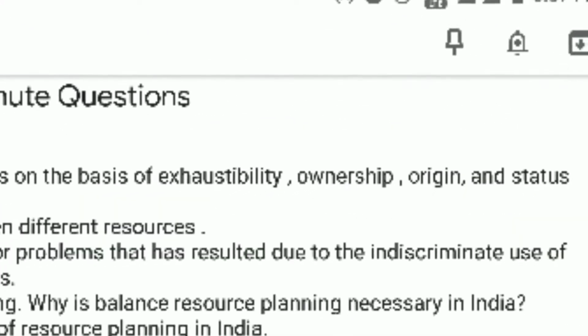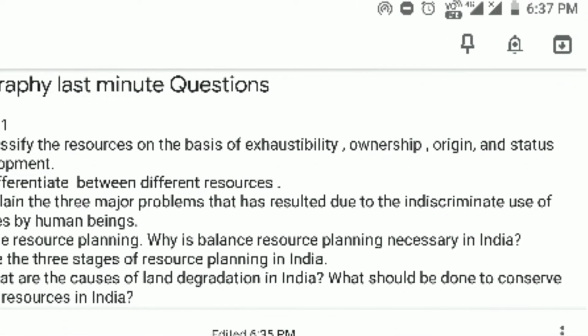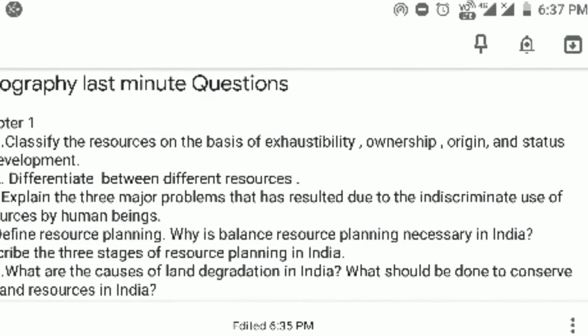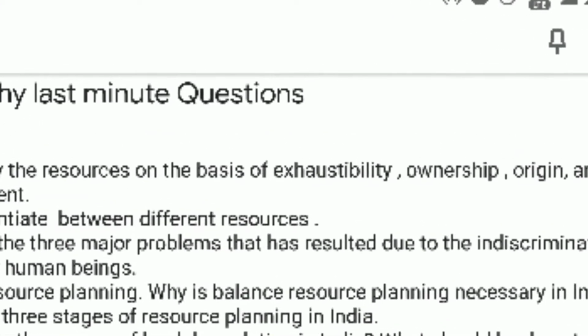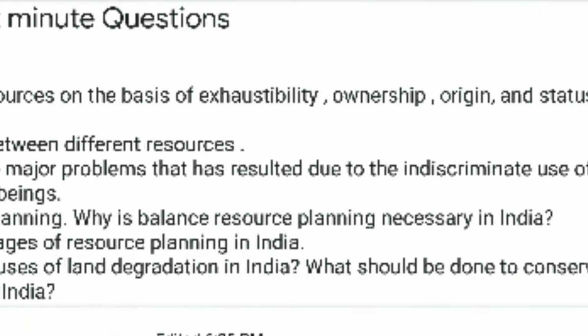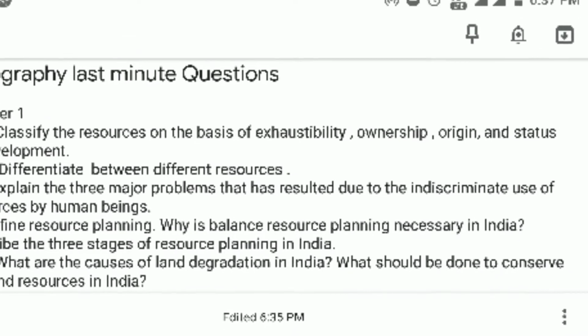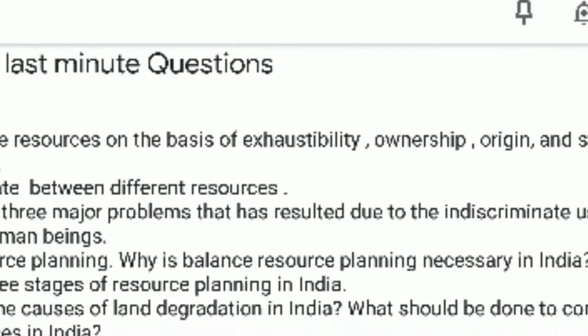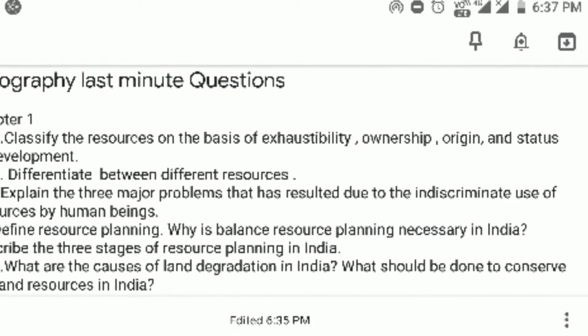Last, question number 7: what do you mean by soil erosion? Different causes of soil erosion. When you are studying causes, also keep in mind what steps should be taken to prevent soil erosion. What measures should be carried out to control soil erosion, especially in hilly areas, in mountainous regions.